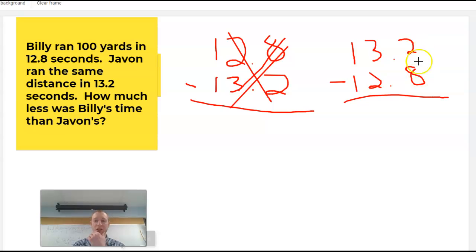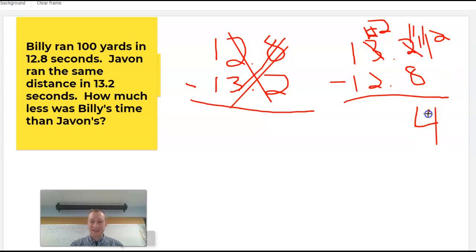2 minus 8. I can't do it. I can't take 8 away from 2, so I've got to borrow from here. Sorry, guys, I'm having technical difficulties. This is 12. 12 minus 8 is 4. Bring down the decimal point. 2 minus 2 is 0. 1 minus 1 is 0. So the answer is 0.4. All right. So 0.4 seconds is the difference, right? So Billy's time was 0.4 seconds less than Javon's.